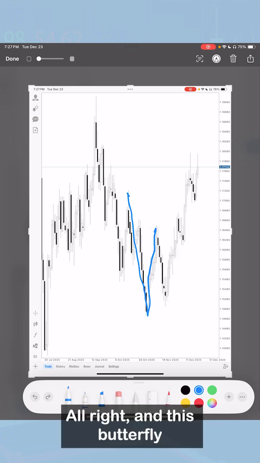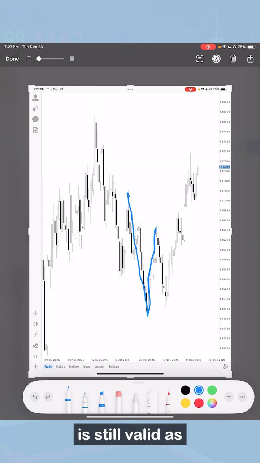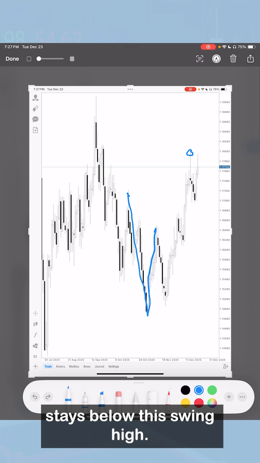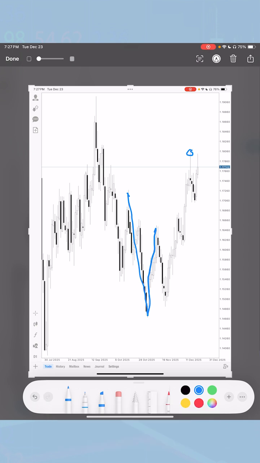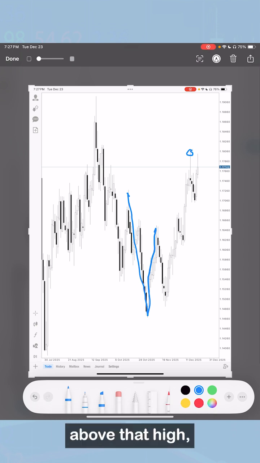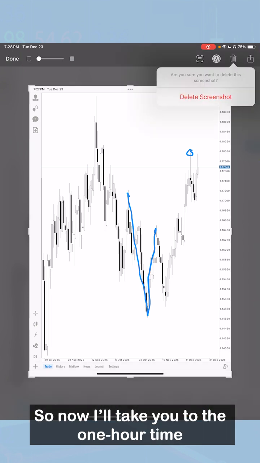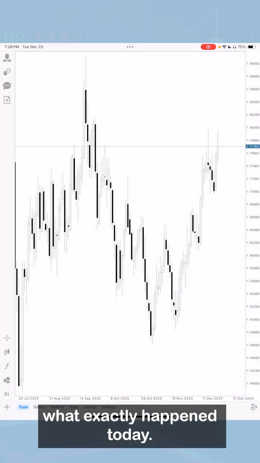All right, and this butterfly is still valid as a reversal pattern as long as price stays below this swing high. If the daily candle is closed above that high, the butterfly will be invalidated. So now I'll take you to the 1 hour time frame to understand what exactly happened today.